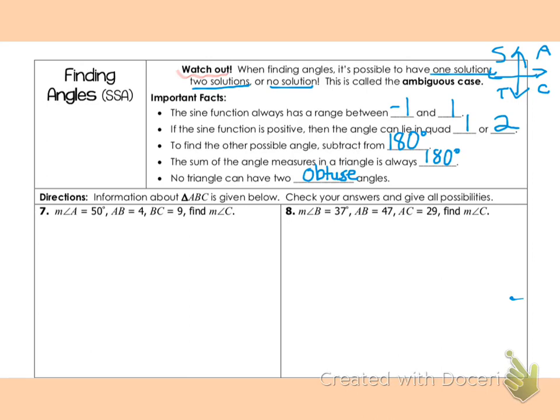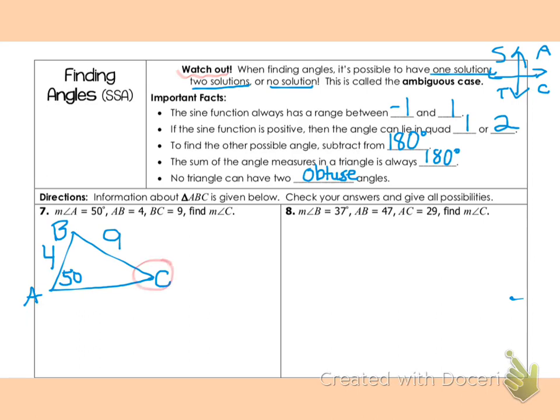So first of all, on number 7, we don't have a triangle to use as a reference. So it doesn't really matter what the triangle looks like. I'm just going to draw a triangle. It's obviously called ABC. So angle A is 50. I'm going to put this one as angle A right here. Let's say I call this B and this C. Again, I don't really know what this triangle looks like, but I do know that side AB was given as 4. Side BC, which is across from angle A, is 9, and they want me to find angle C, so they want me to find this.